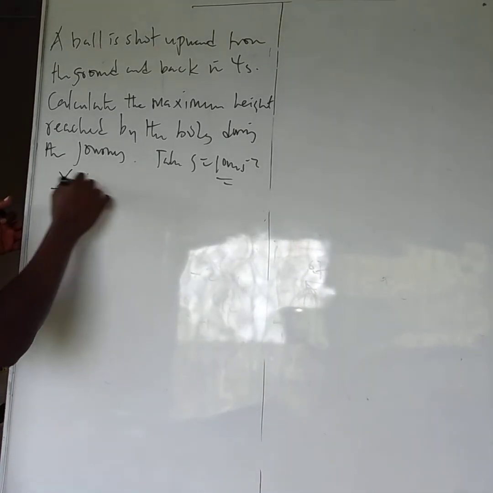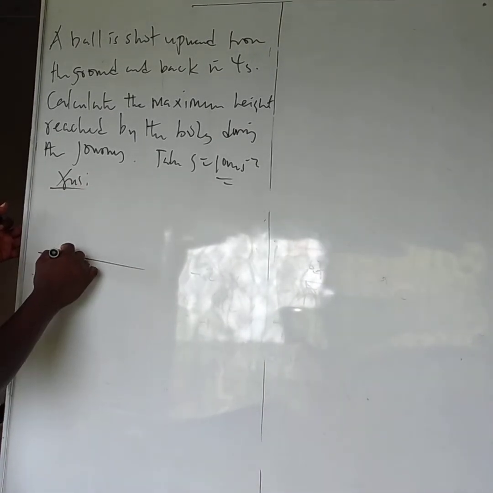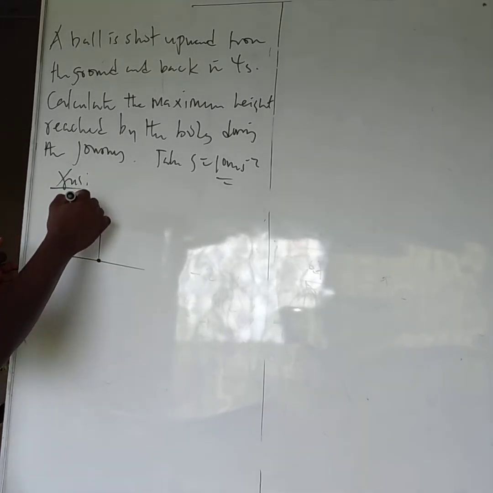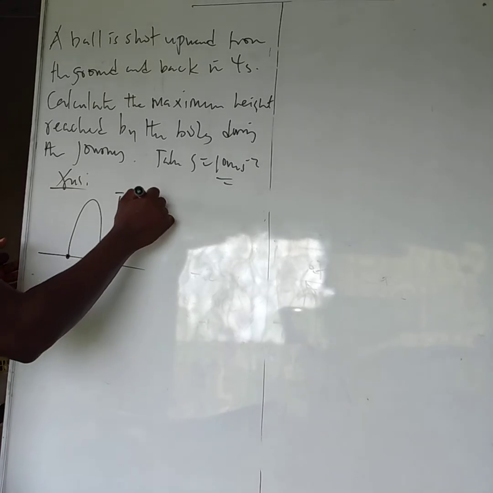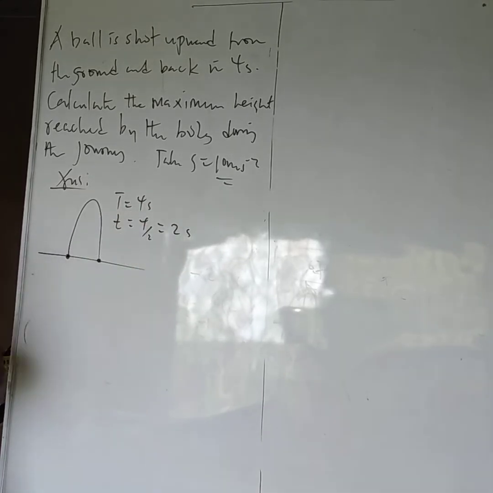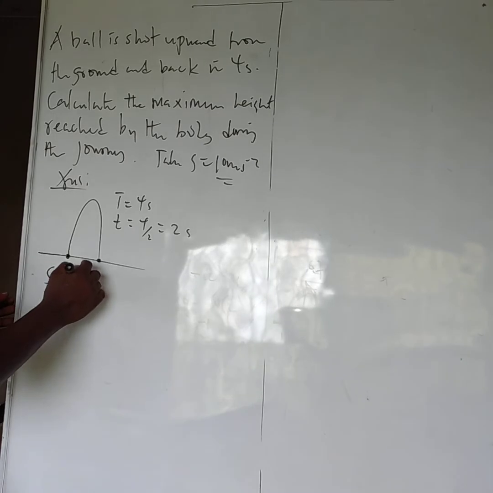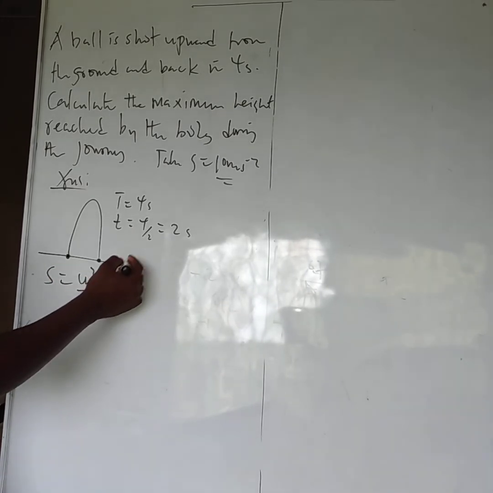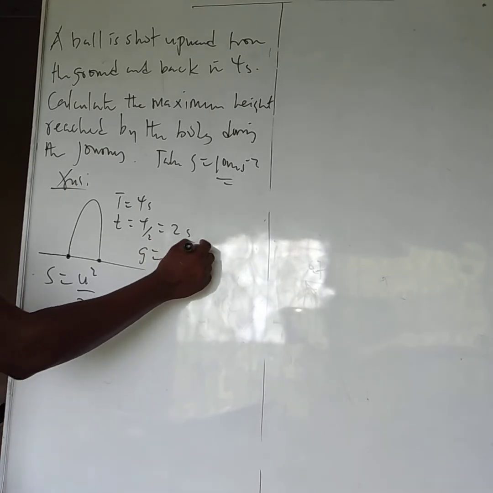Good. So in our solution, let us just quickly draw a diagram. Let's say this is the ball shot from the ground to this point. The time of flight is 4 seconds. It implies that t is equal to 4 over 2, which is 2 seconds. That is the first thing that you should know from the question. Then the maximum height reached, s is equal to u squared all over 2g. But the question did not give us u. It gave us g to be 10 meters per second squared.